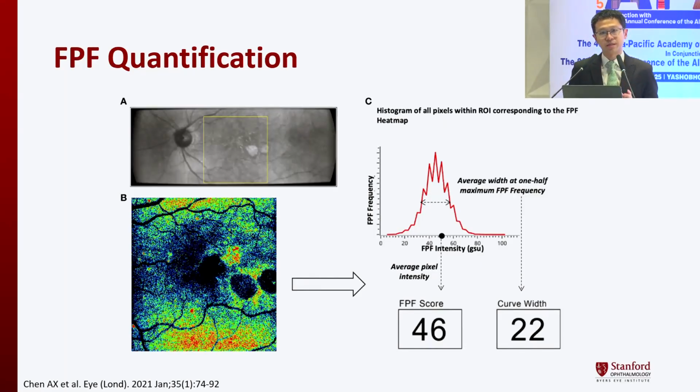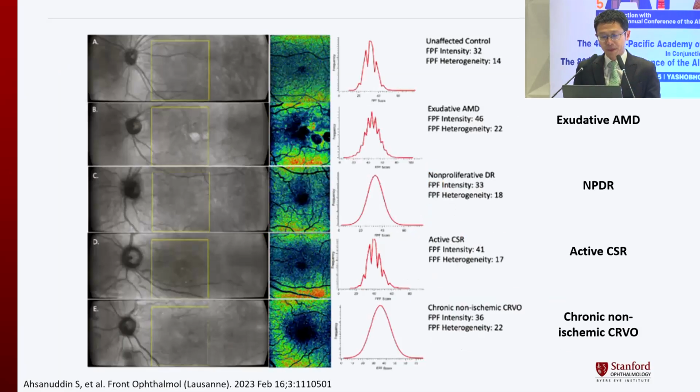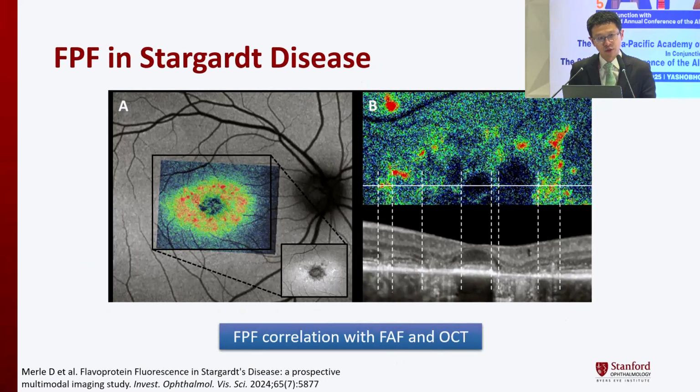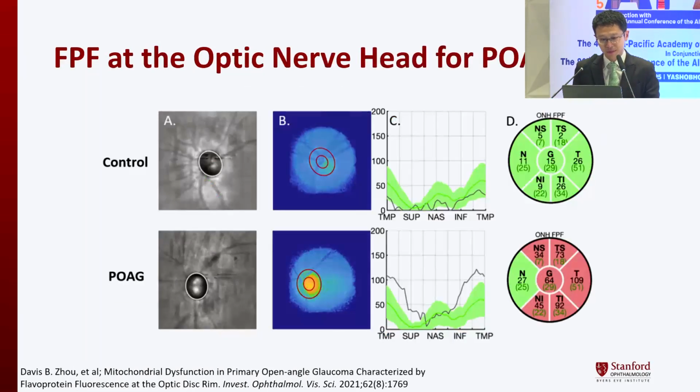In the clinical setting, they quantify the FPF into two scores. One is the average intensity, the FPF score. The other is the curve width, also the heterogeneity. Normally, the FPF score should be lower than 50. It has been used to evaluate several retinal diseases, including IRDs. For example, in Stargardt disease, an abnormal FPF score correlates with the flecks, and in areas with RPE loss, there is also loss of the FPF signal. Interestingly, FPF elevation has been demonstrated in primary open-angle glaucoma.